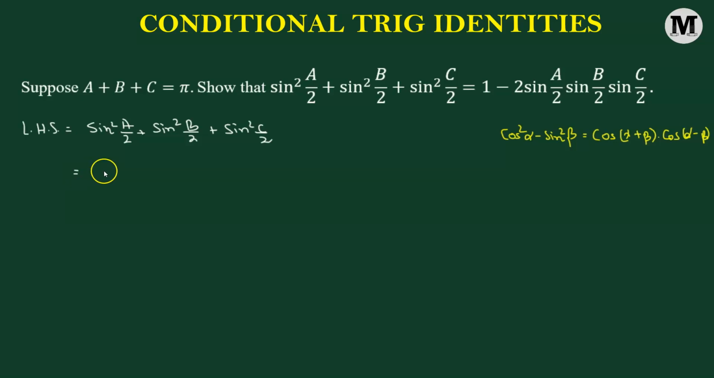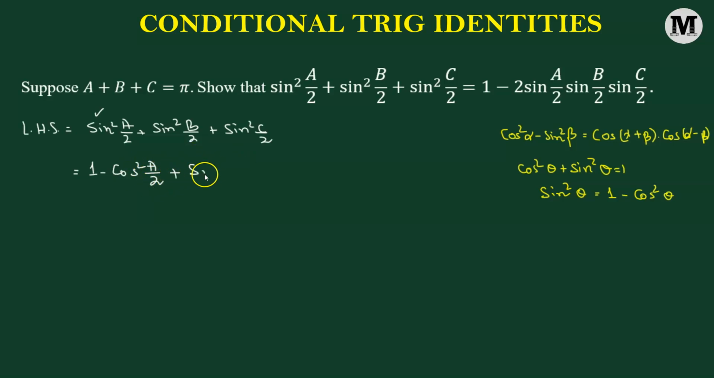But we only have sine functions here. We do not have a cosine function. So we'll take the first term, sine squared a over 2, and convert it to an equivalent cosine function. That's a very simple task because we know that cosine squared theta plus sine squared theta always equals 1. So we can write sine squared theta as 1 minus cosine squared theta. So sine squared a over 2 is going to become 1 minus cosine squared a over 2.